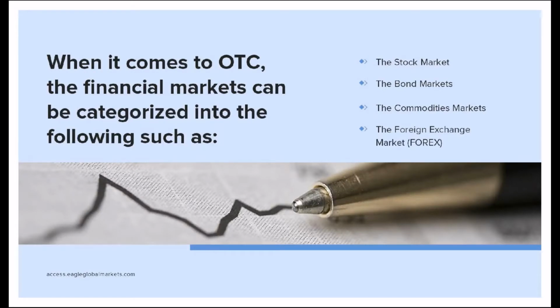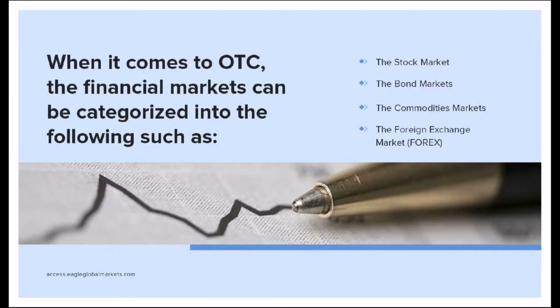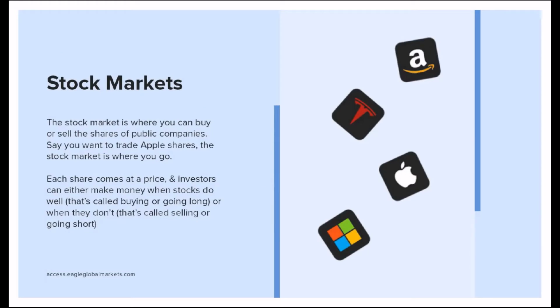When it comes to over-the-counter markets, the financial markets can be categorized into many things. The stock market is one of the categories, the bond market is one of the categories, the commodities market is one of the categories, and the foreign exchange market is one of the categories where you can actually access the global financial market using the OTC method. So let's talk about the stock market.